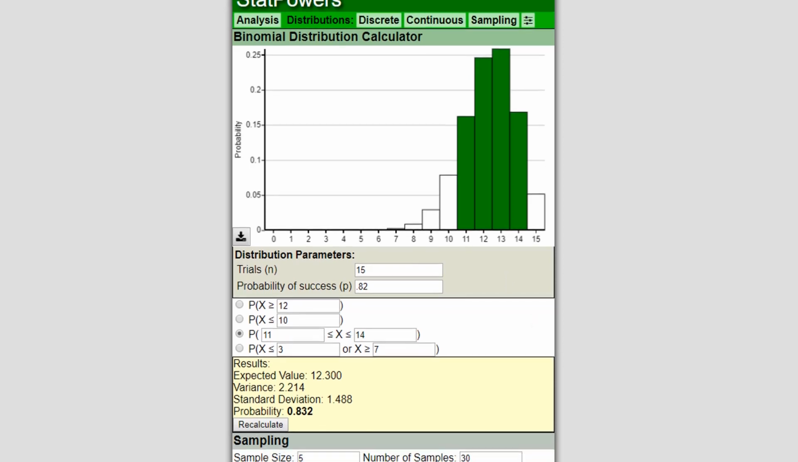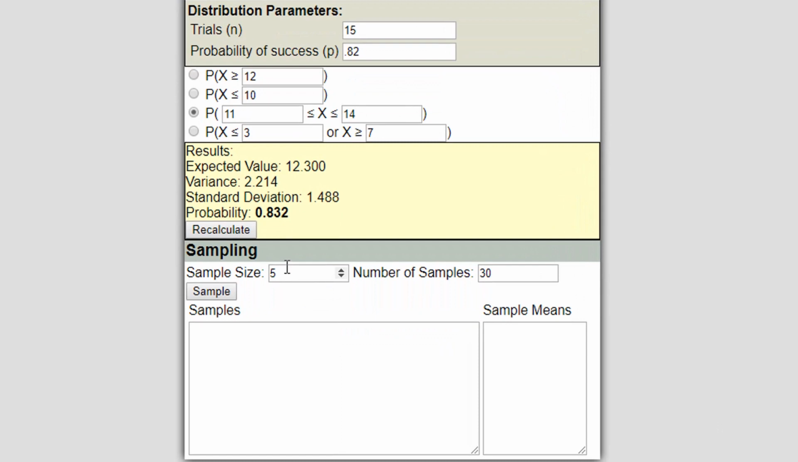I'm going to show you also how you can sample from a binomial distribution. Let's simulate this with, say, 3 people shooting baskets, and let's just do a single sample of size 3. So 3 basketball players, each one is going to have an 82% chance of making a basket, and they each shoot 15 times. Let's sample. Wow, they all make 11 baskets. That happens sometimes. Let's sample again. 10, 12, and 13. Okay, so every time you do it, it's going to be different.